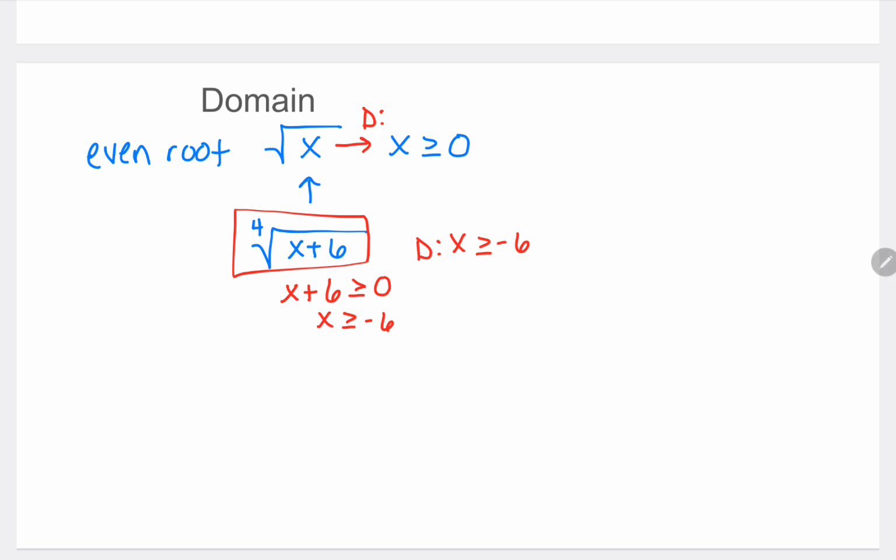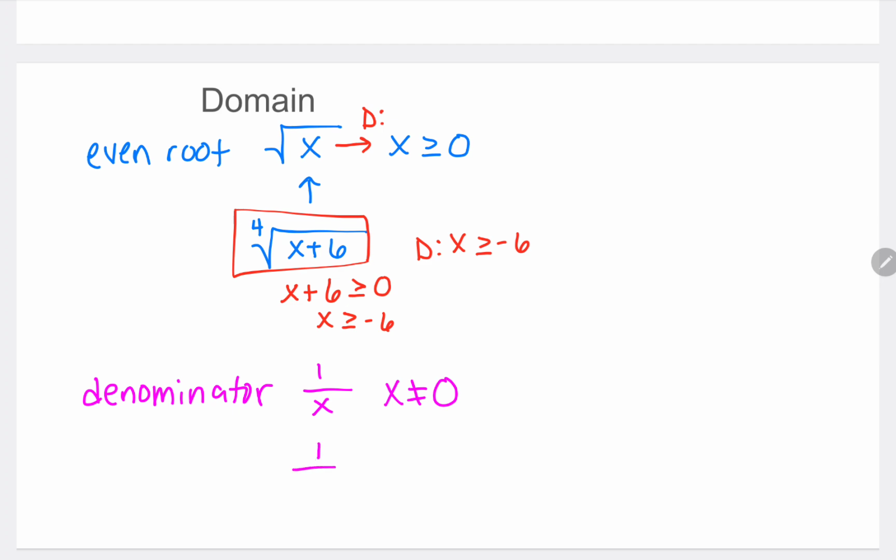The other way a domain can be limited is if we have some sort of quotient. So you're looking for denominators. Because in math, we can never have a 0 in the denominator. So anytime you have an x in the denominator, you have to think about what number could I plug in for x that would make that denominator 0. So in this case, 0 would make the denominator 0. So we would say x can be any number except 0.